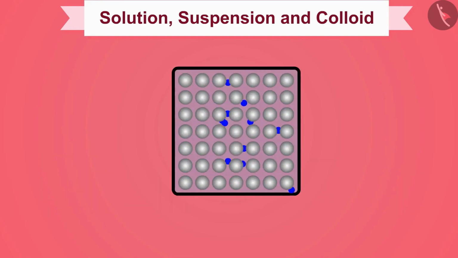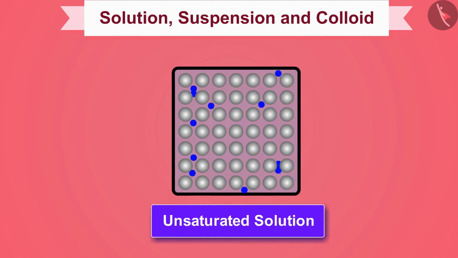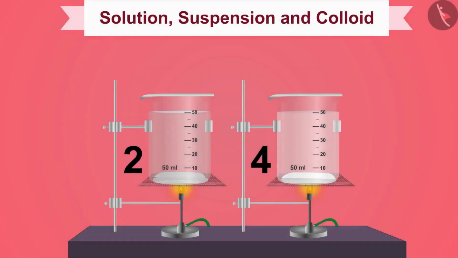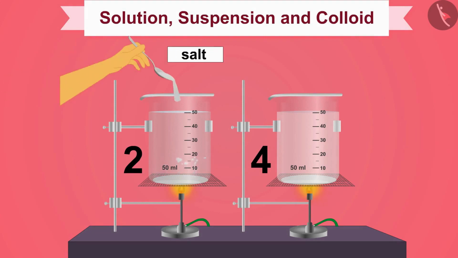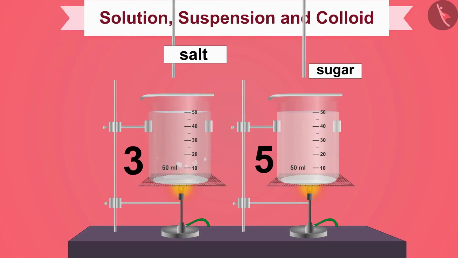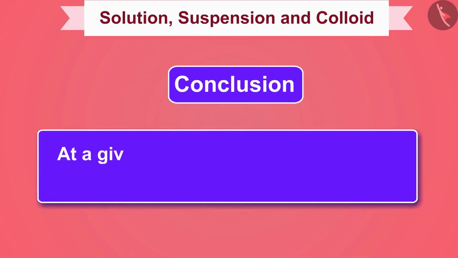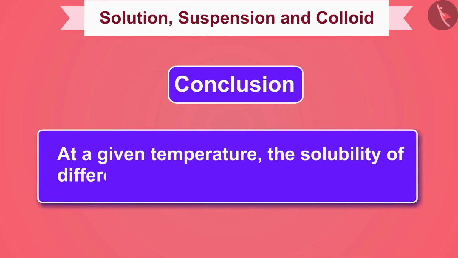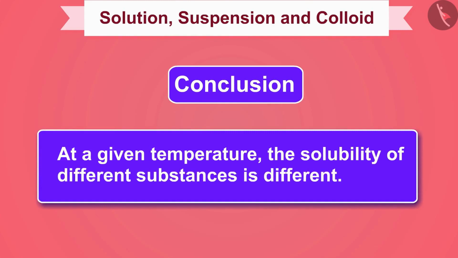If the amount of solute contained in a solution is less than the saturation level, it is called an unsaturated solution. Now, if we heat these two saturated solutions by 5 degrees more and then try to dissolve more salt and sugar, what do you see? We can see that we are able to dissolve more solute in the solution. By this activity, we can conclude that at a given temperature, the solubility of different substances is different.